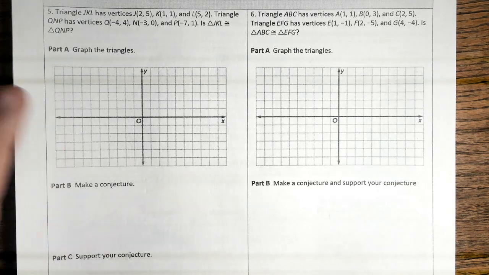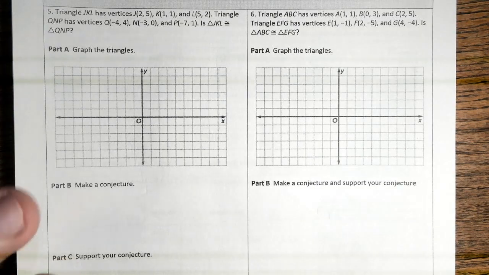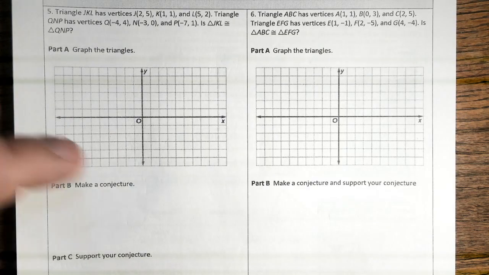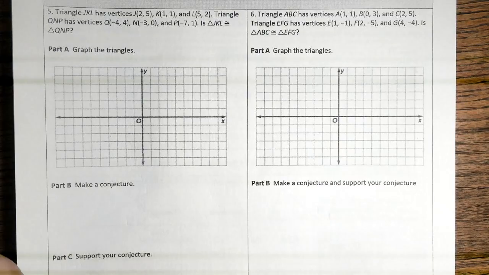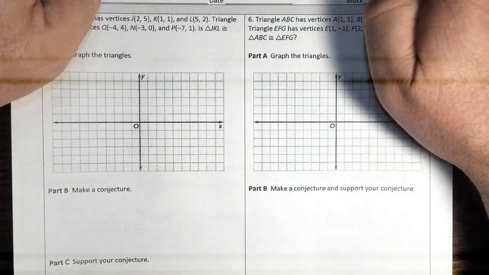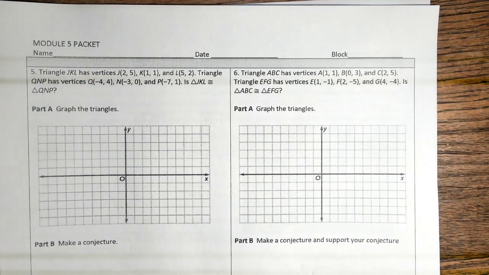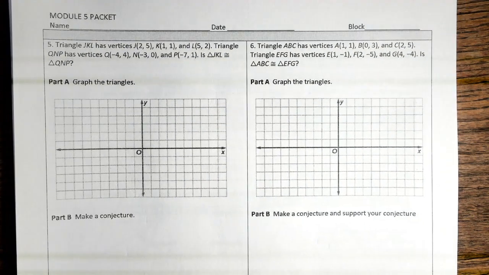So what we have to do here, we've talked about conjectures, but we really haven't talked about making them. So to make this conjecture, we're going to graph our triangles. Then we're going to use the distance formula to check the length of the sides, and that's how we're going to prove they're congruent or not. I'm going to try to make this fit into this page. We have to get creative. So first things first, let's graph.